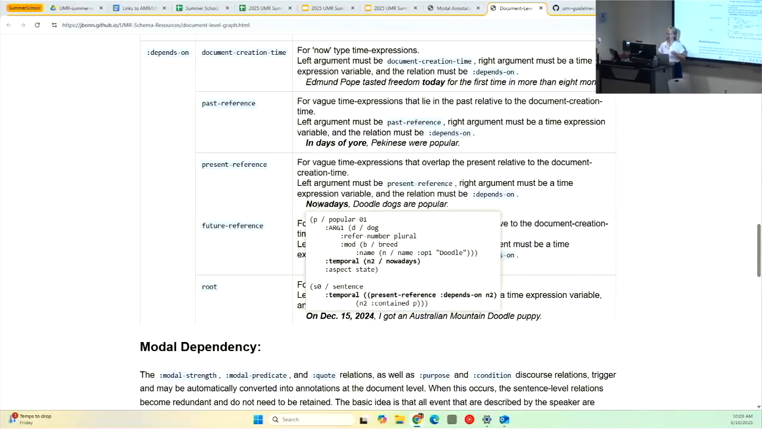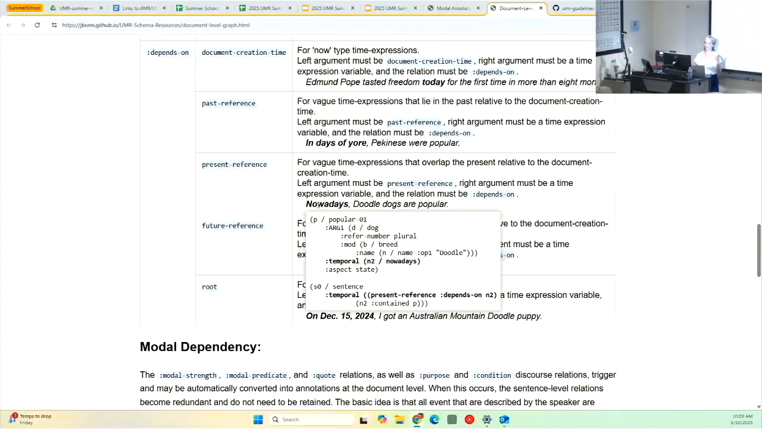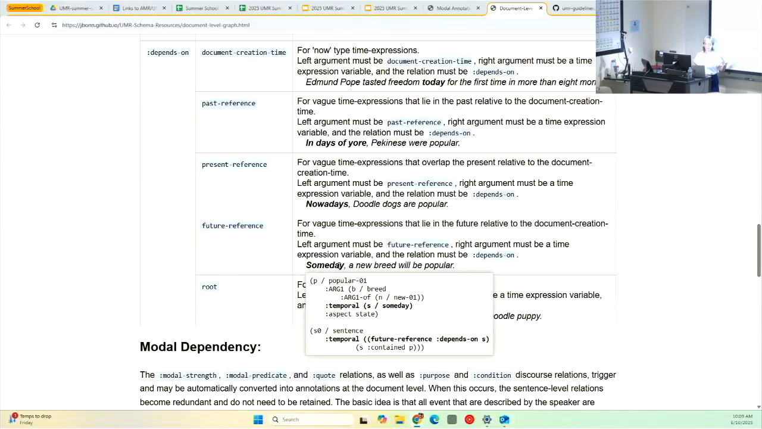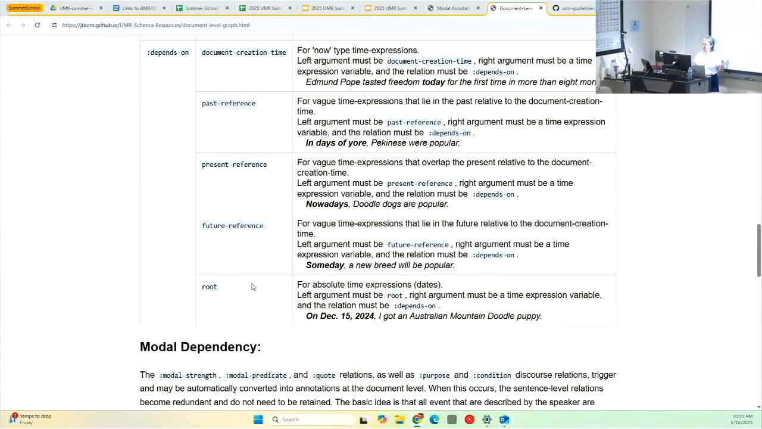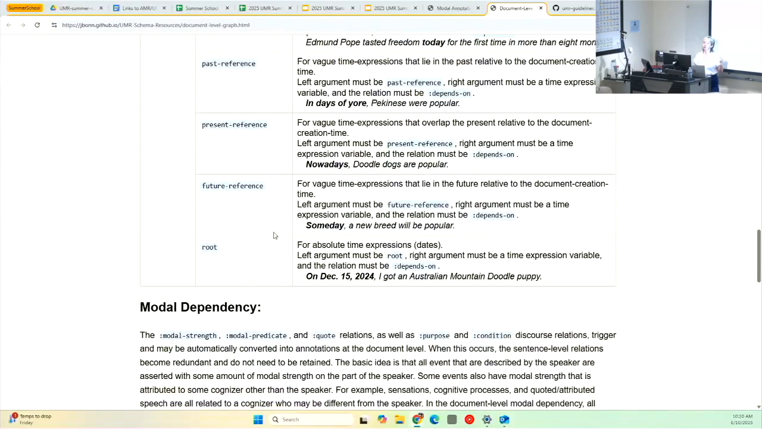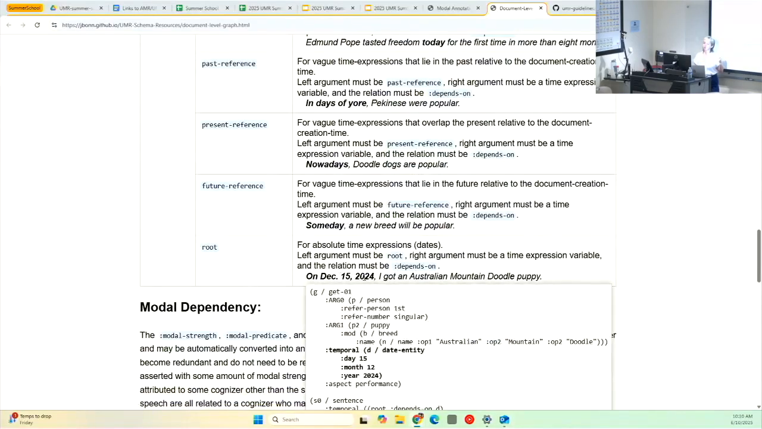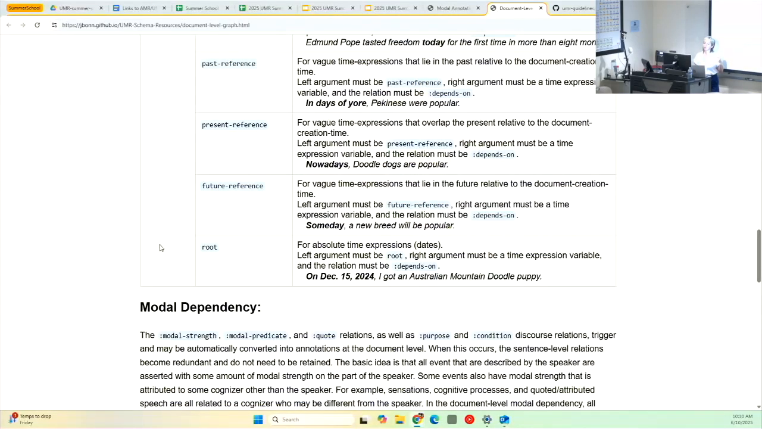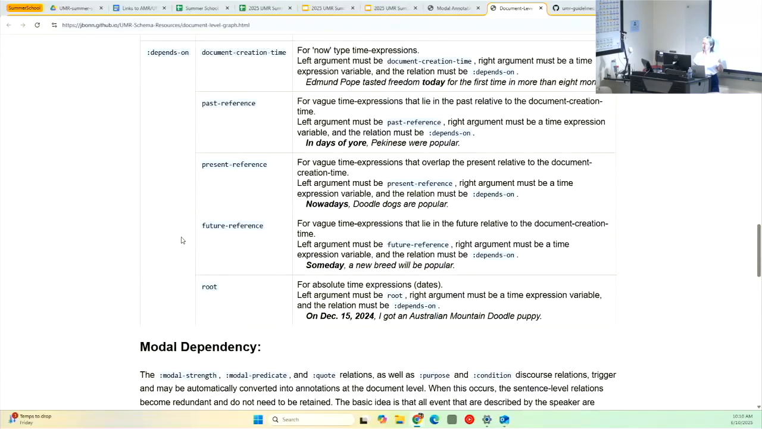There's very little of it, at least in the data sets that I've worked with, and I think in most UMR annotation that's happened already, it's pretty infrequent. But yeah, nowadays is an example of present, someday an example of future. And these are only for time expressions, not for the verbs or the situations? Yes, exactly. They're just for time expressions.